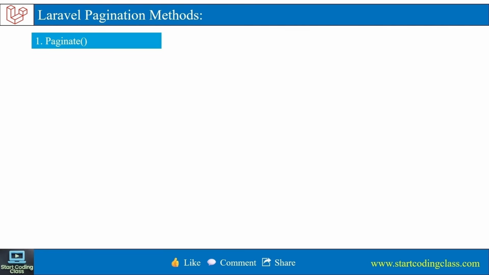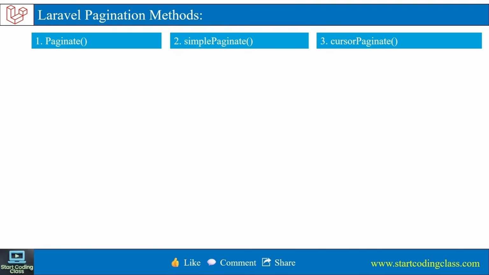Laravel provides many types of pagination. The first method is paginate, the second is simple paginate, and the third is cursor paginate. If I talk about paginate, it is something like this: $user, and on the user model we use paginate, and inside the brackets how many records you want. If you write 10, it will show you 10 records. If you write 5, it will give you 5 records.